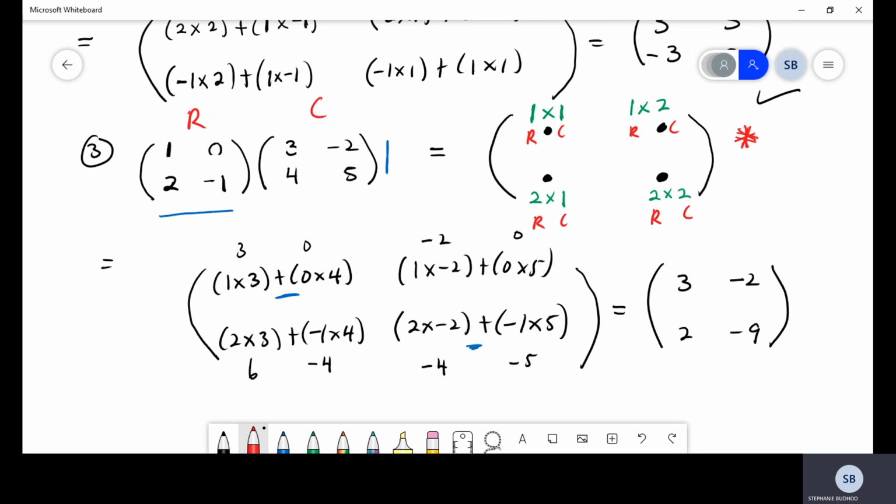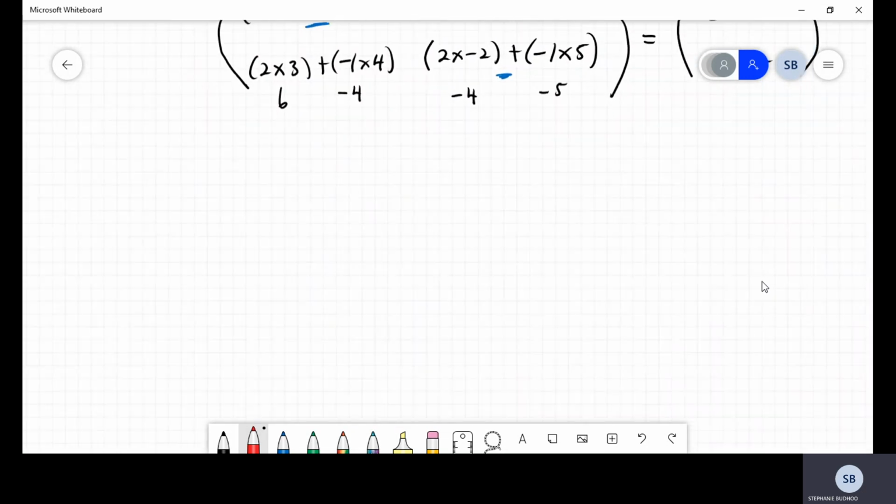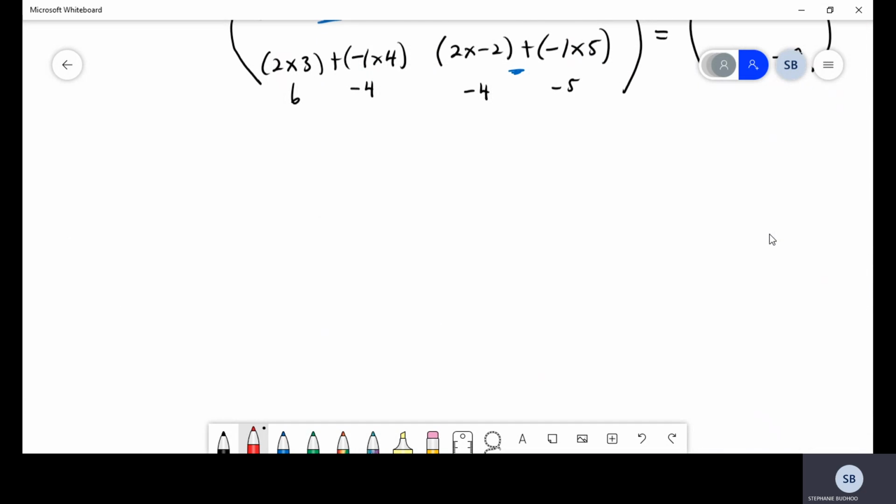Okay, guys? And the last thing I wanted to add to this video, because this is the last video we will be doing on this basic multiplication process, at least for 2 by 2 matrices, I'd like to just show you guys what an identity matrix looks like. Okay.